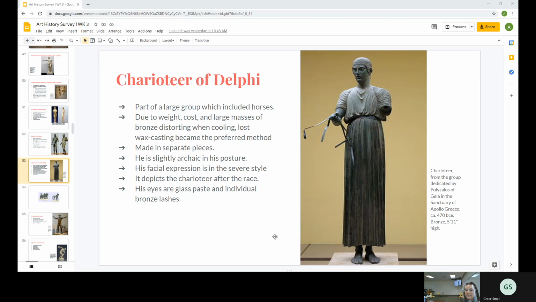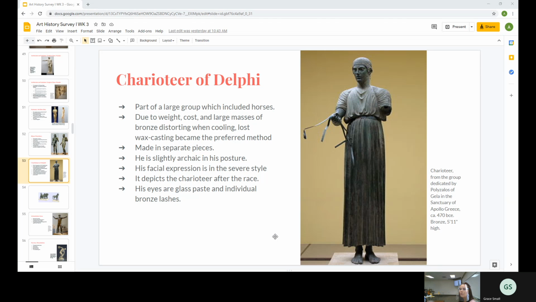But yeah, if you're more interested in lost wax casting, I think that your book has a little excerpt on it, and there's also really short videos online too, which are easier for me to comprehend because I don't do things well reading. I'm more of a visual person. But yeah, it would have originally been made in separate pieces.